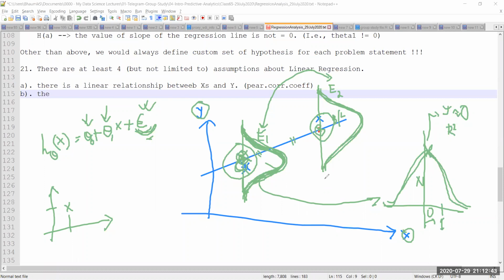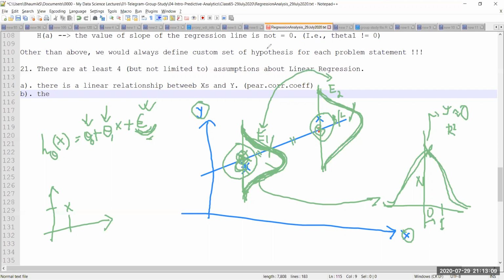Fourth, because they are normally distributed, obviously their variance will be the same. They will have a constant variance because they are normally distributed. The standard deviation of this and the standard deviation of this is the same. That is the reason why both of them are going to have a constant variance. This concept is called homoscedasticity.